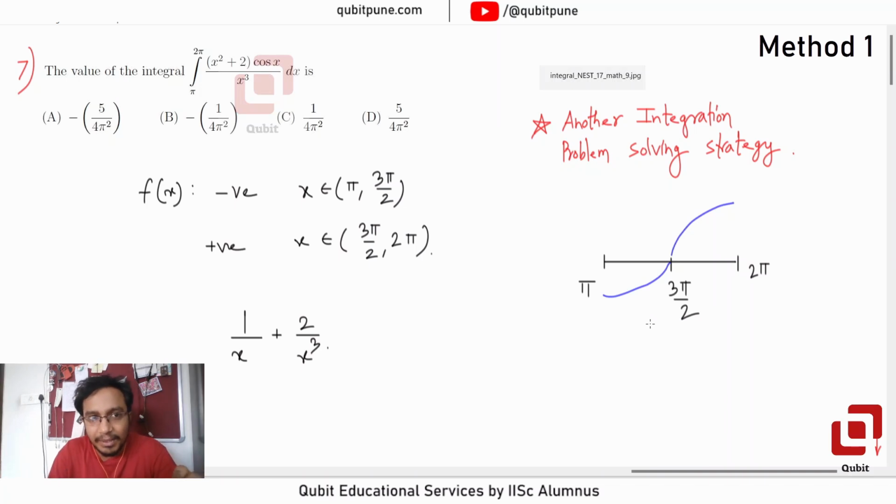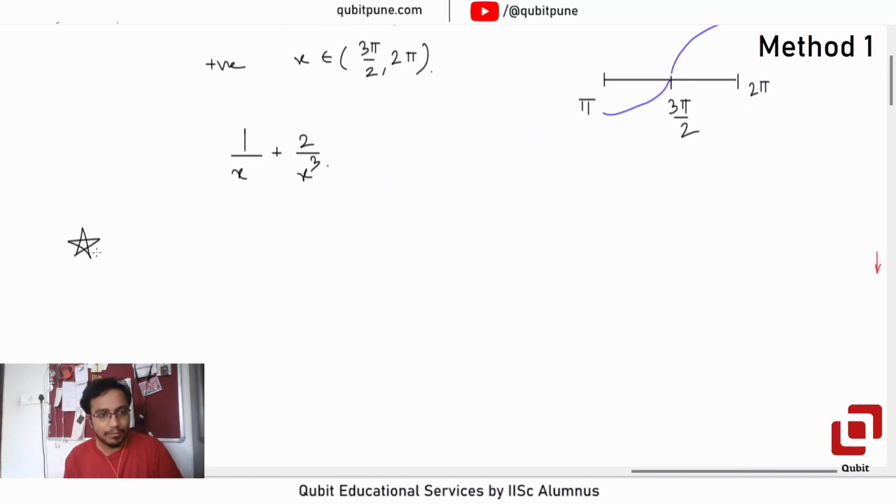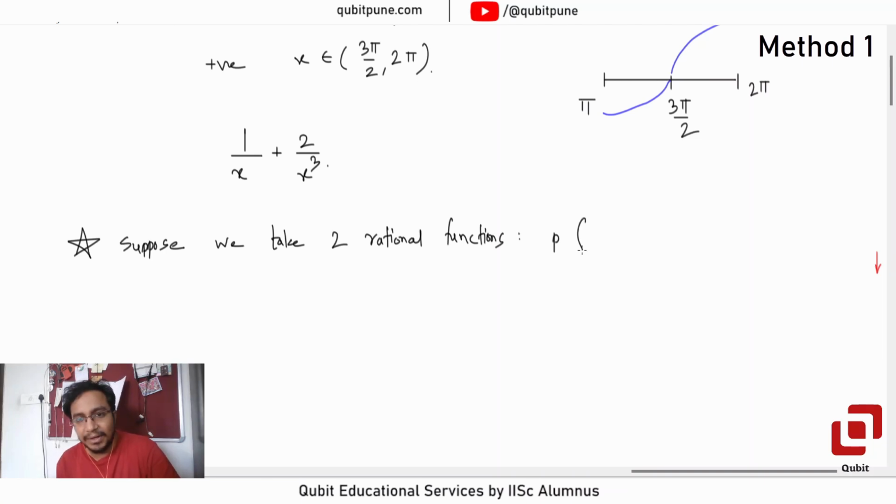Now here is what I mean. Suppose we take two rational functions. Let us consider them p and q. I'm not writing x now.